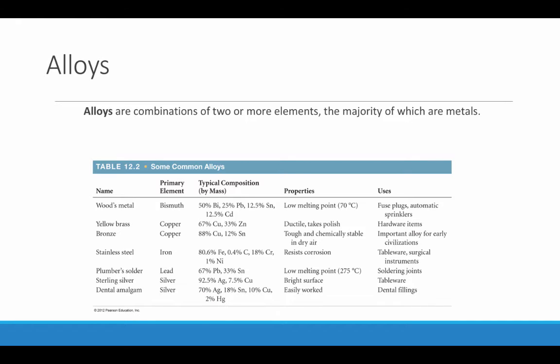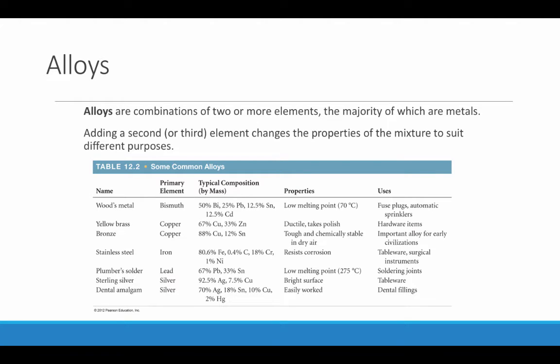Another subcategory of metals is the alloy. An alloy is a combination of two or more elements, the majority of which are metals. Adding a second or third element changes the properties of the mixture to suit different purposes. Here you see a common list of alloys. For instance, you may be familiar with stainless steel. Stainless steel is primarily iron, but it also contains small amounts of carbon, chromium, and nickel. Iron, as you probably know, corrodes or rusts very easily. However, by adding carbon, chromium, and nickel, the stainless steel is able to resist this corrosion.